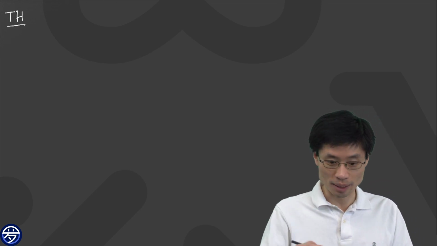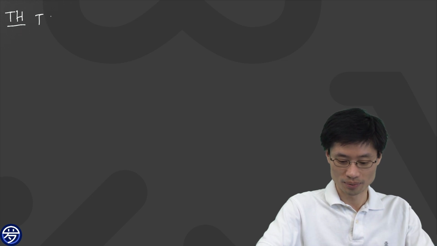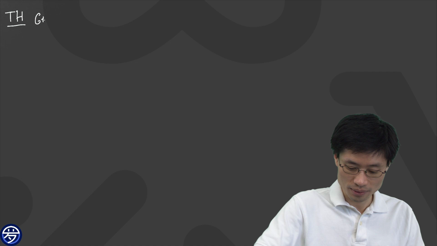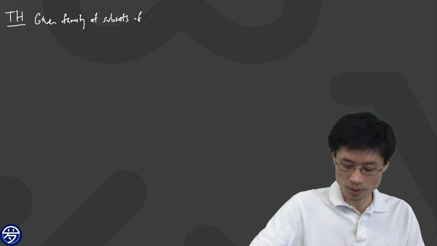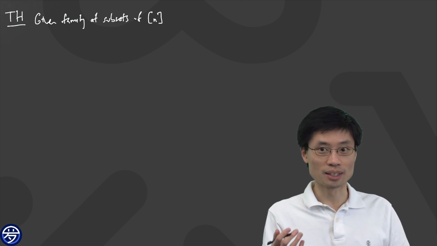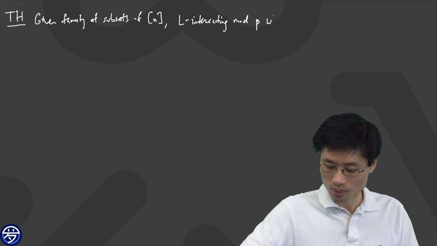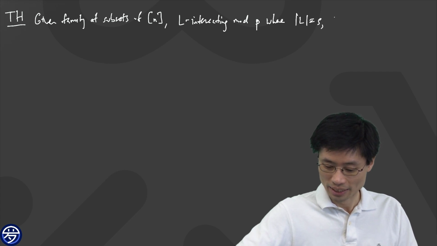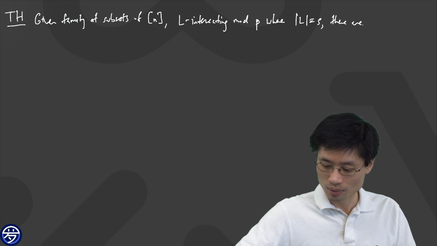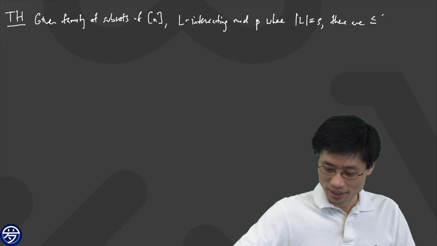So we have a few theorems. One theorem was that if I have a bunch of subsets, so let's just say given a family of subsets of square bracket n, and here I'm calling them L-intersecting mod p, where the size of L is equal to S. Given this, there are at most, and the bound was something like, n choose 0 plus n choose 1 plus up to n choose S.